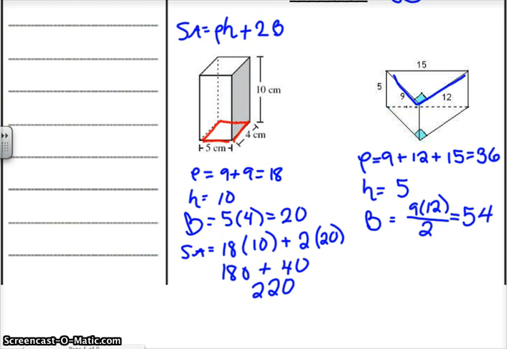Now I just plug it into the formula. My surface area is going to be my lateral area, the area of my tall sides, which is the perimeter of my base, times the height of my prism, plus 2 bases I have to account for. 2 times 54. 36 times 5 is 180. Plus 108.